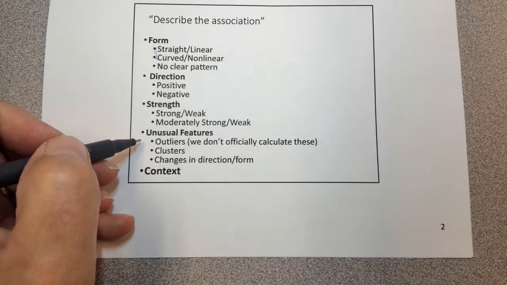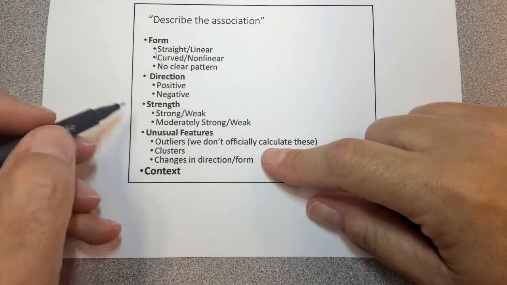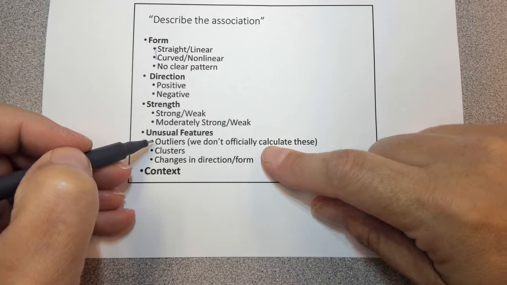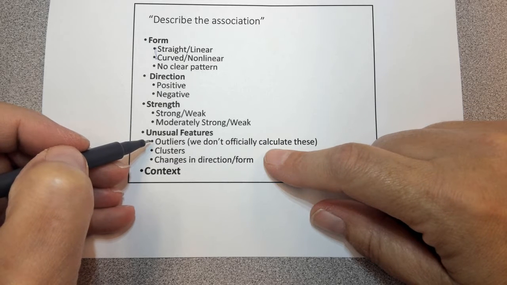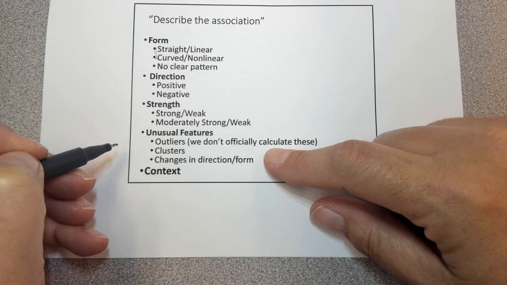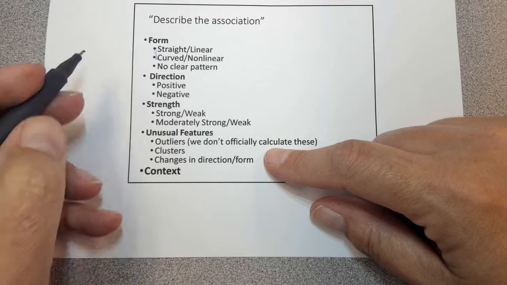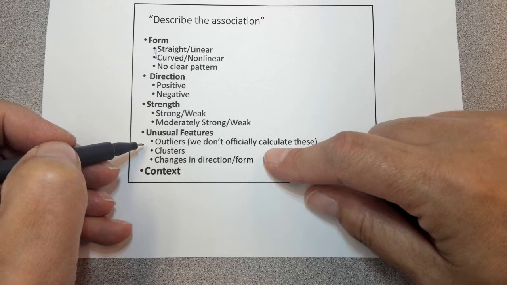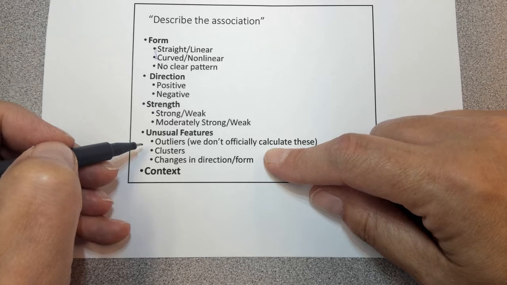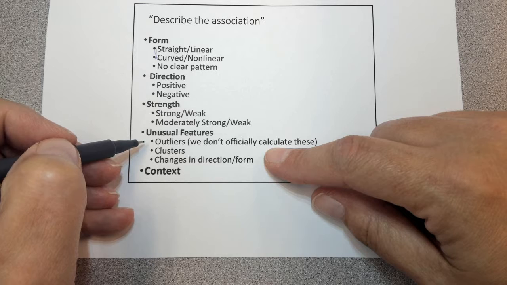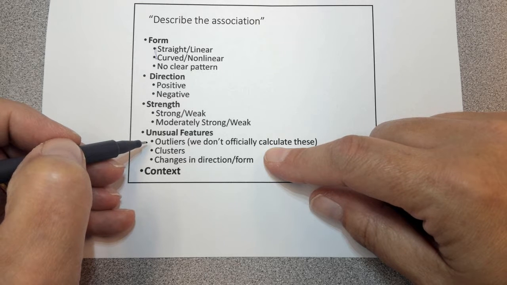Then, as always, we're going to talk about unusual features. Clusters of points, clouds of points, outliers, although we don't officially calculate these. That would be kind of a pain, by the way, because you'd have to find outliers in the x direction and you'd have to find outliers in the y direction. So you'd have to find IQRs for both variables. You'd have to multiply by 1.5 for both variables. It's a lot of computation. Nobody ever does that. We don't care about that in this realm.